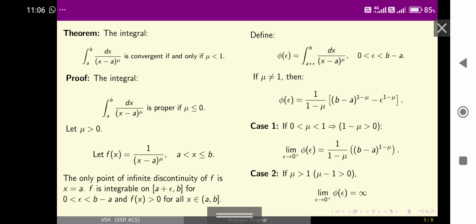So let us see this theorem. The integral from a to b of dx upon (x minus a) to the power mu is convergent if and only if mu is less than 1. This we have to prove. So let us see the proof.